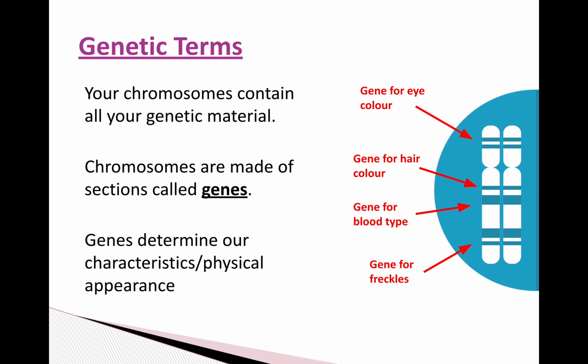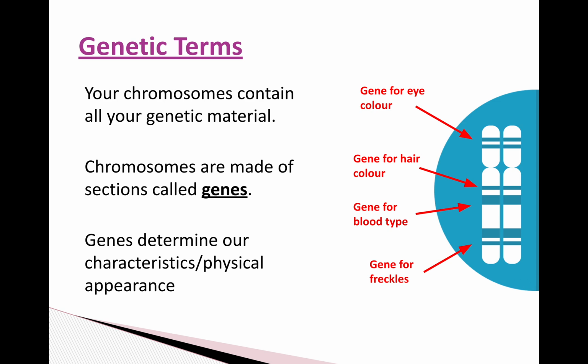On these chromosomes, there are sections called genes. In the picture here, you can see the blue bands. The first band is the gene for eye colour, and you've got one version from your dad and one version from your mum. You've got the gene for hair colour, one from dad and one from mum, the gene for blood type, and the gene for freckles or no freckles. And again, you always have two versions.